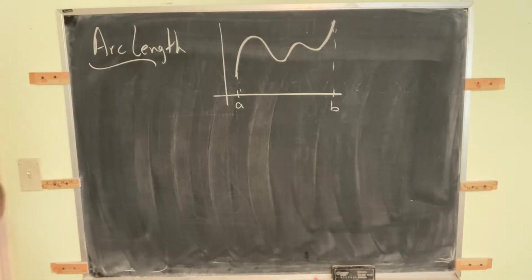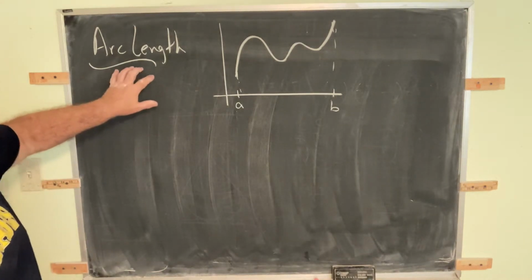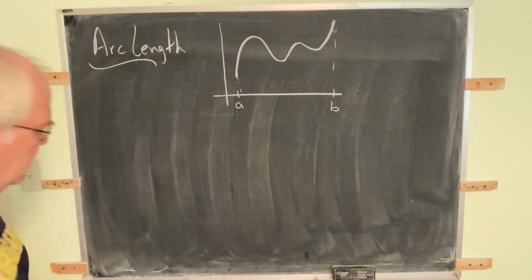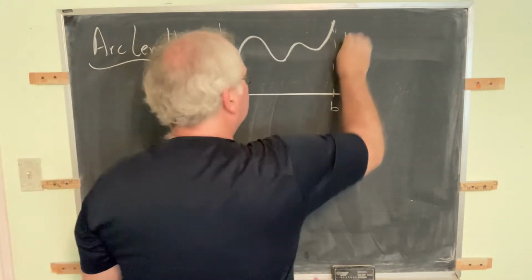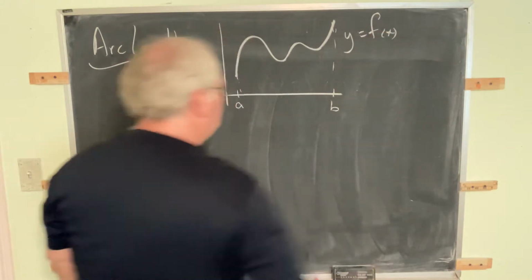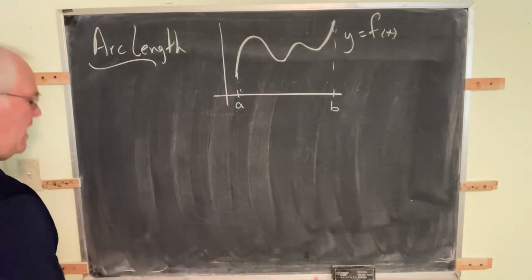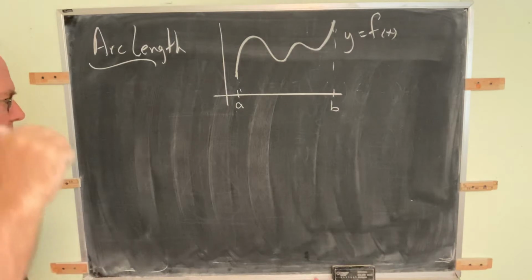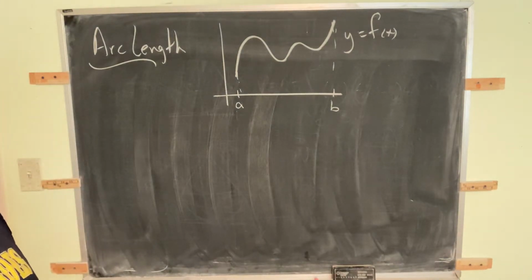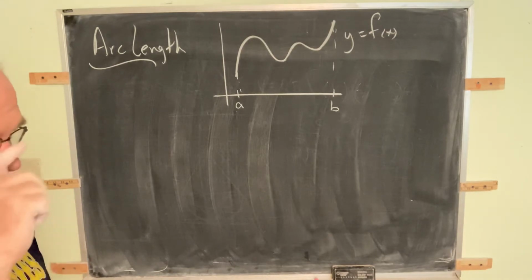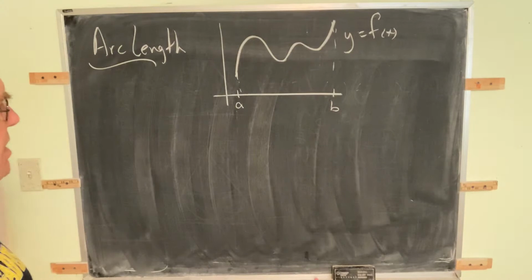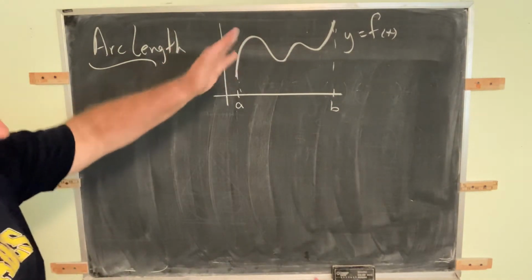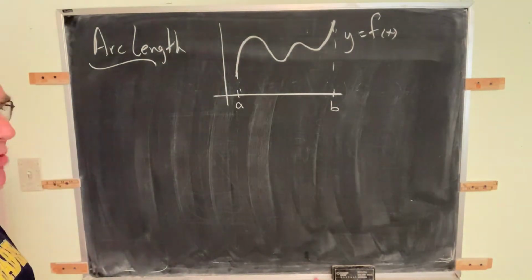Our next application of integration is arc length. Now by arc length, what we mean is this. Suppose we have a curve specified by a function, and suppose the function is continuous: no holes, no jumps, no vertical asymptotes. It is differentiable, so there are no cusps. Remember, sometimes we have issues with cusps, but we have no holes, no jumps, no vertical asymptotes, no cusps. So this is what we call the definition of a smooth curve.